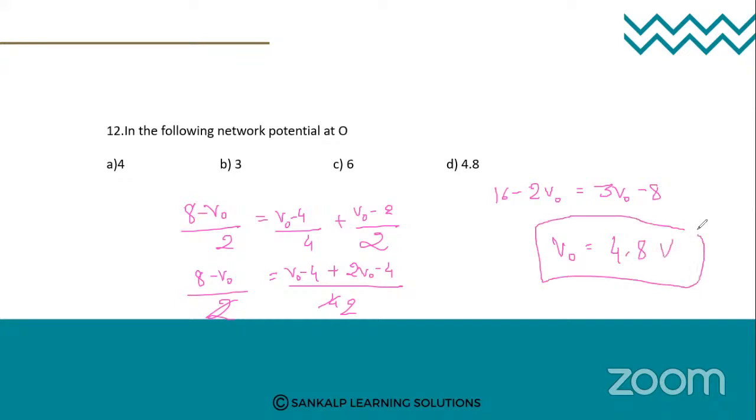Option D, check. Yes, everybody got the answer. So 16 plus 8 will be 24. 24 upon 5 will be 4.8. Check. Correct or no?